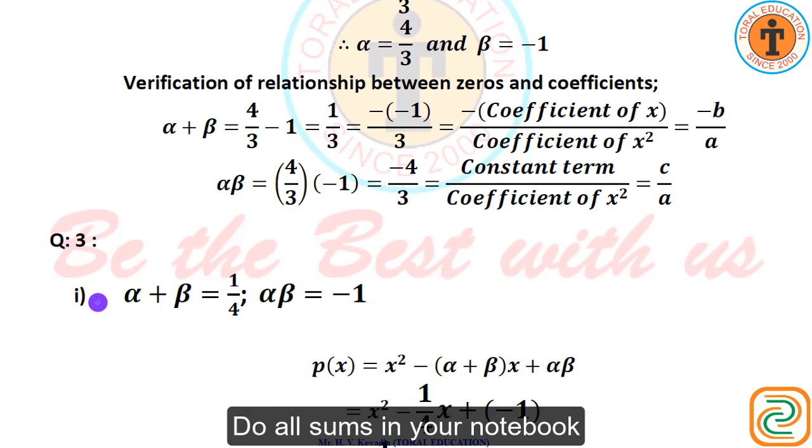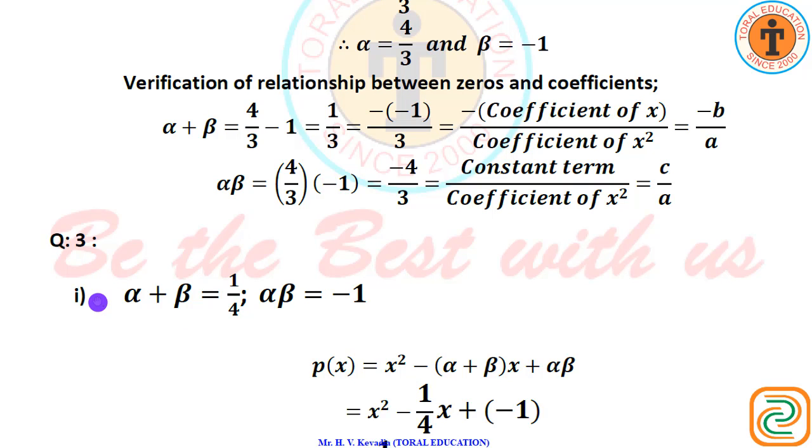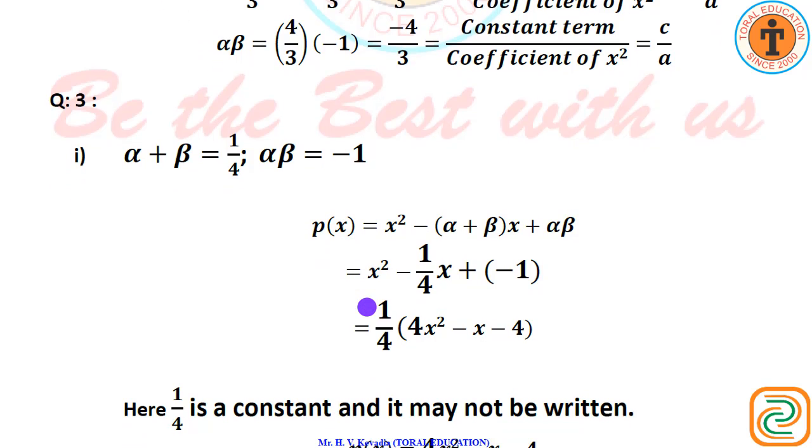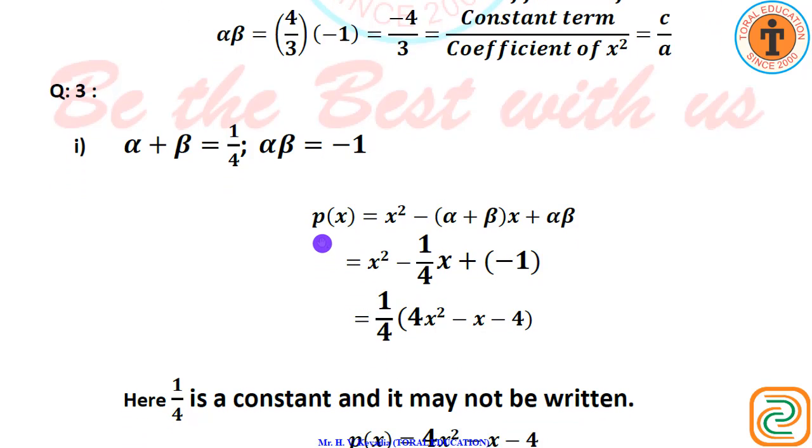Find the quadratic polynomial each with the given numbers as the sum and product of its zeros respectively. So first one is sum and the second one is product. Sum is alpha plus beta 1 upon 4 and alpha into beta minus 1. I have given a formula p of x equals to x square minus alpha plus beta into x plus alpha beta, right? So x square minus alpha plus beta is 1 upon 4 into x plus alpha into beta equals to minus 1.